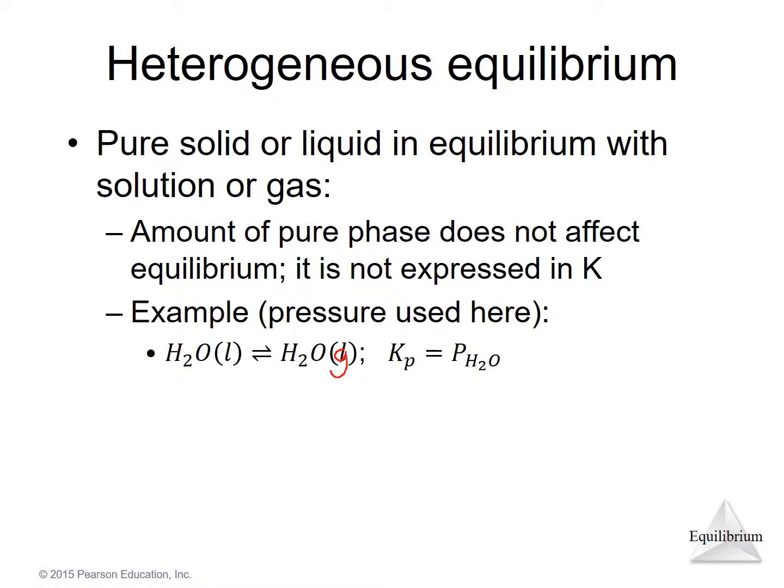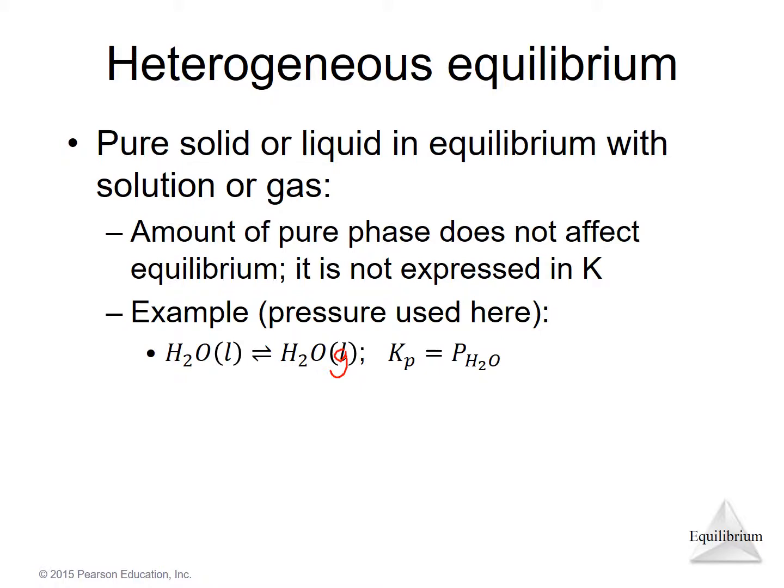And that can go, as we learned before, in either direction. It goes from liquid to gas, that is vaporization. Gas to liquid is condensation. So what's the equilibrium constant expression for this? Well, we do products over reactants, and we're going to do pressure. But now the reactant is pure water in the liquid phase.